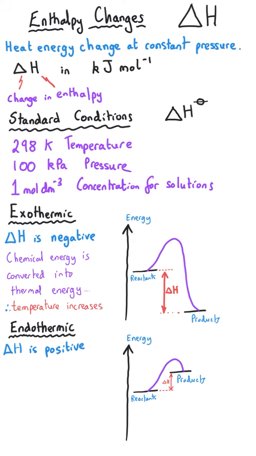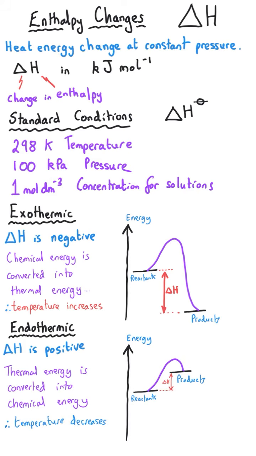Endothermic changes are the opposite. They have a positive enthalpy change value, and that's because the chemicals have gained energy. Where does it come from? It comes from thermal energy of the surroundings. And so thermal energy is converted into chemical energy, and so that means there is less thermal energy than there was before, and therefore the temperature will decrease.